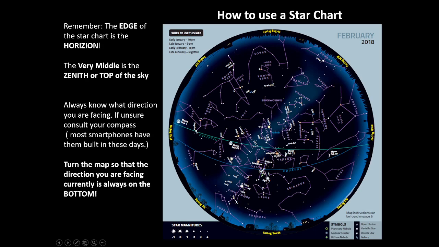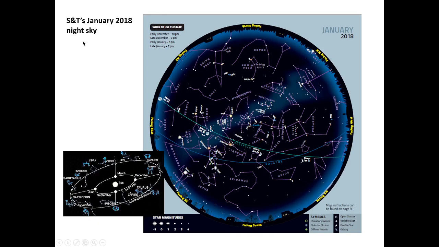I tend to use black and white ones for observing outside because you'll see the contrast better. But inside, it's nicer to look at these colorful ones because you're surrounded by the light of your home. So this is the January night sky. Once again, I have the little guide over here in the corner of what's visible when.